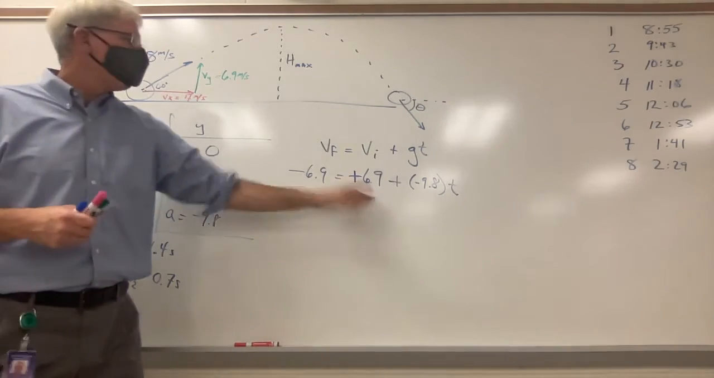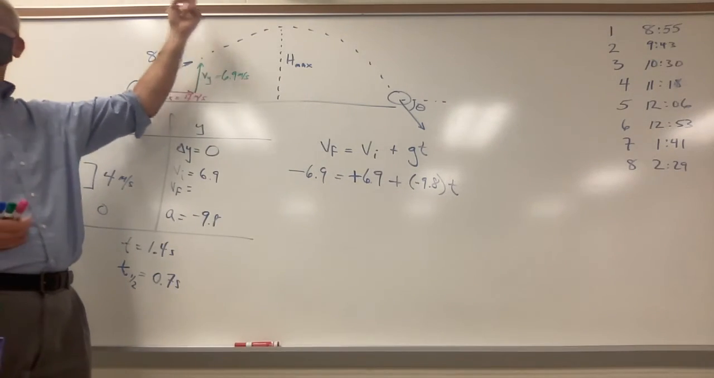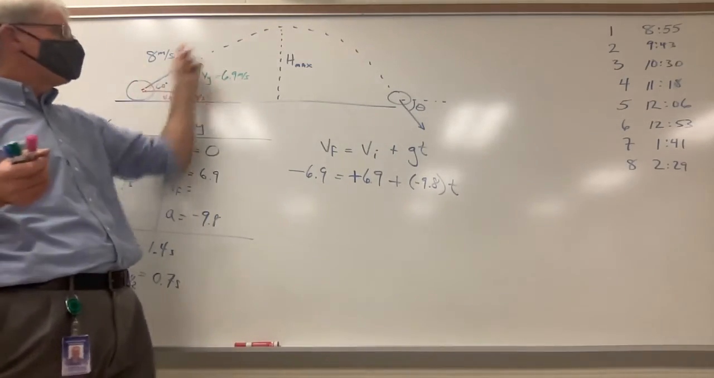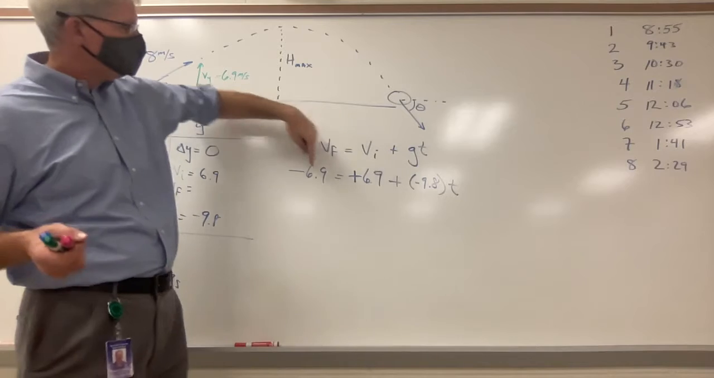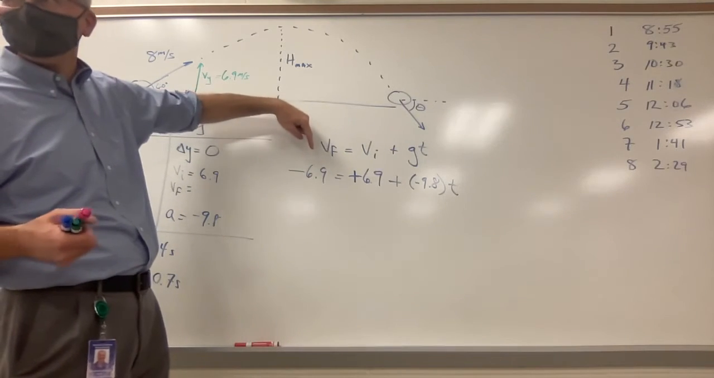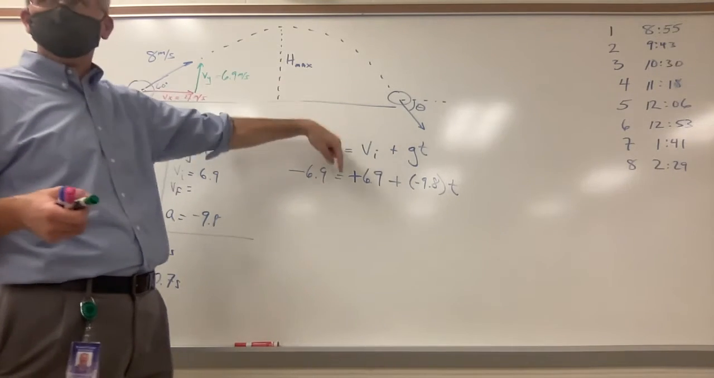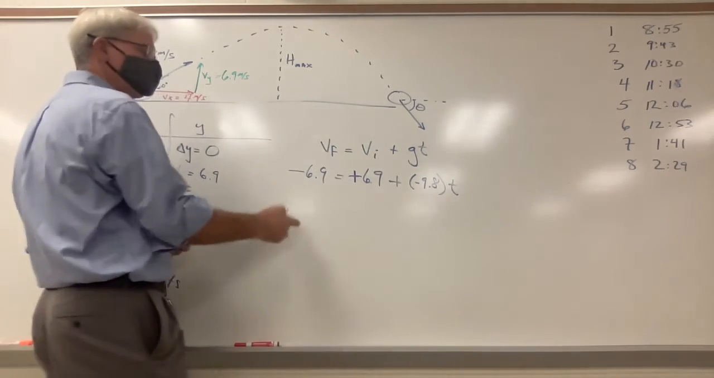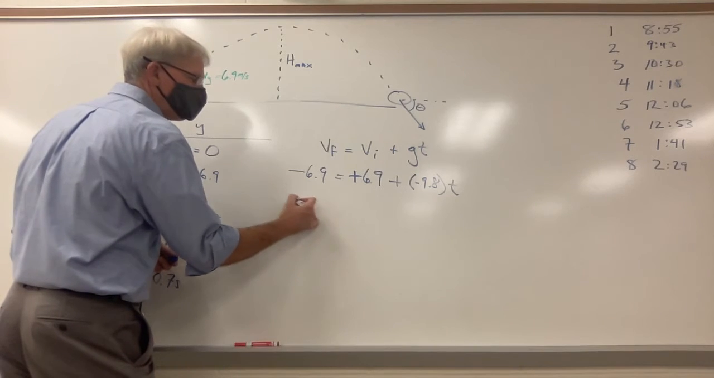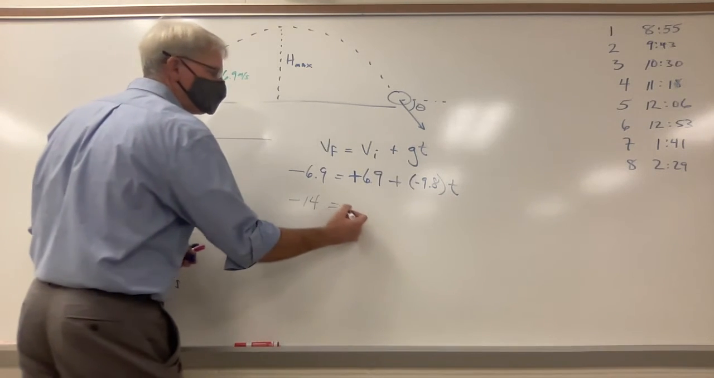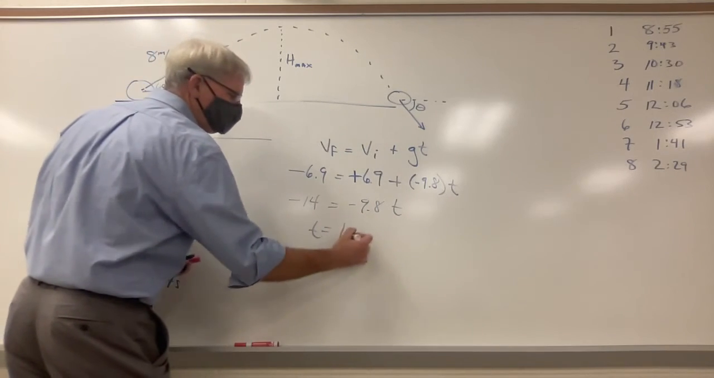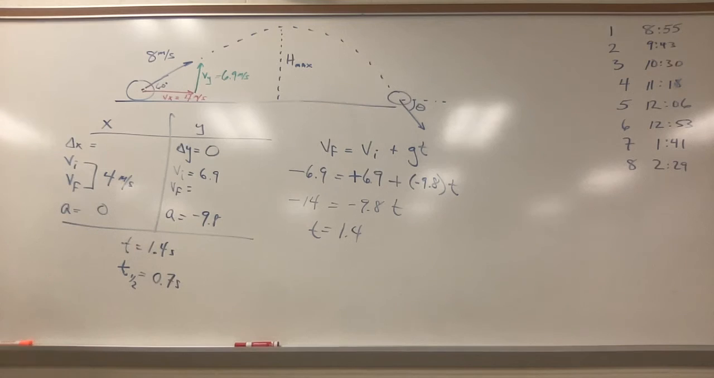So in the beginning, I'm heading up at 6.9, and I'm arguing that because of symmetry, this is a perfect parabola, so when I come back down, my speed will be negative 6.9, in the y direction only. So now I can solve this: 6.9 minus negative 6.9 is 13.8, and 9.8 t is going to give t of 1.4.